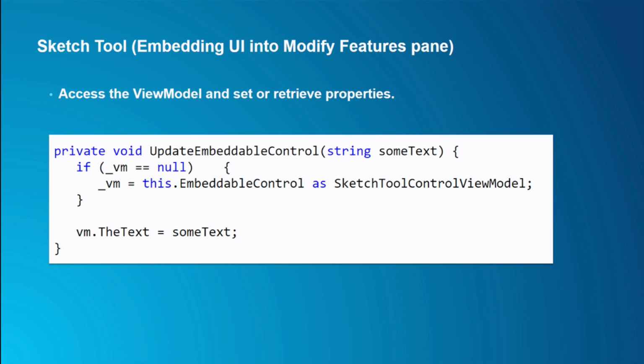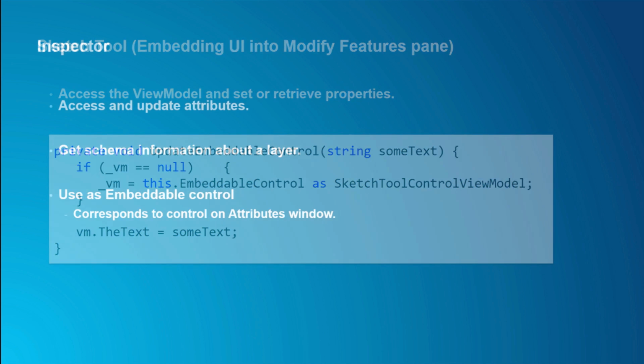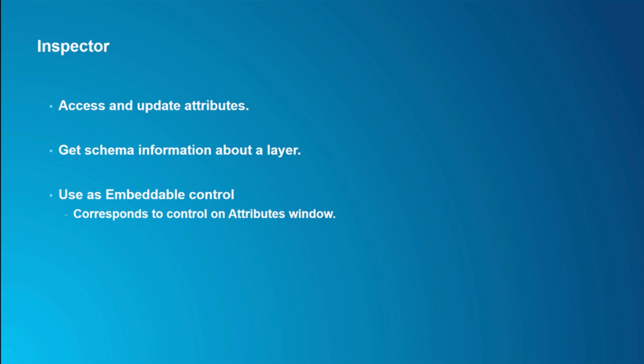Now, there's yet one more convenience class, something that Narelle had mentioned in the beginning, that is the inspector class. It kind of is a convenience class and serves three purposes. It gives you a convenient way to access and update the attributes. You can retrieve schema information from a layer, and it in its own right provides UI components that behave like an attribute window that you can reuse in your solution. So let's take a look at these in a little bit more detail.